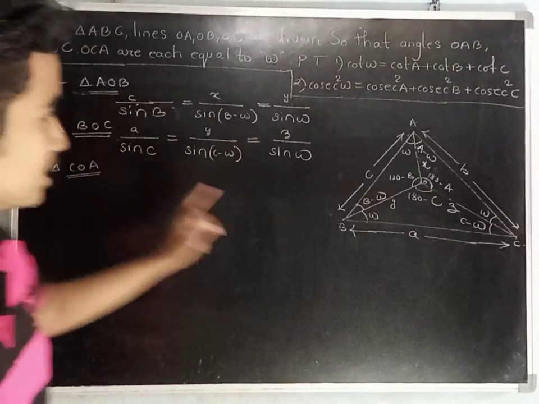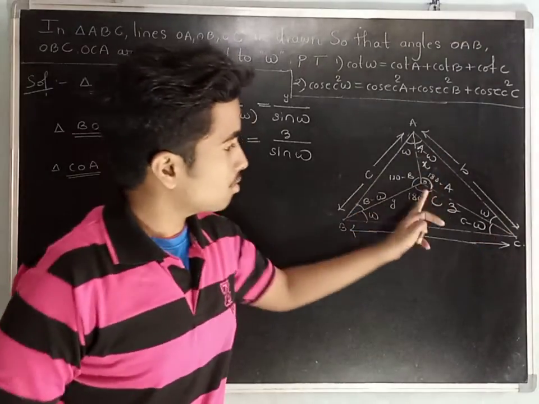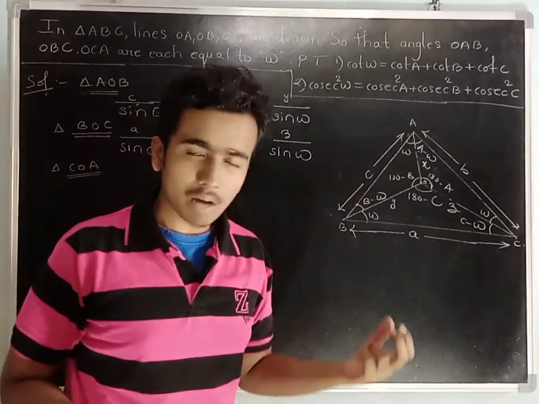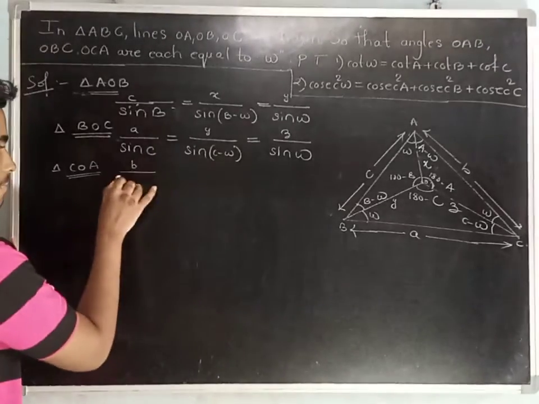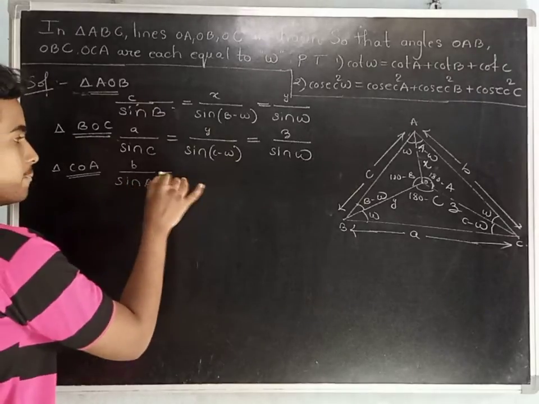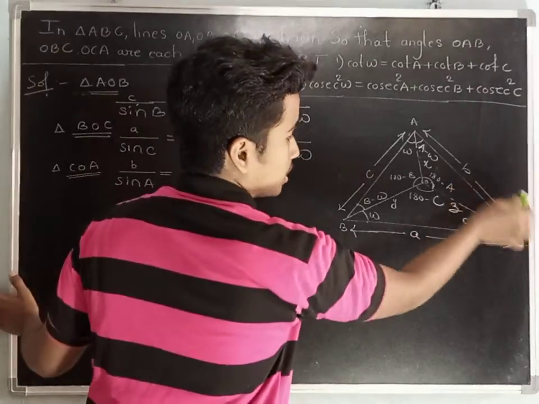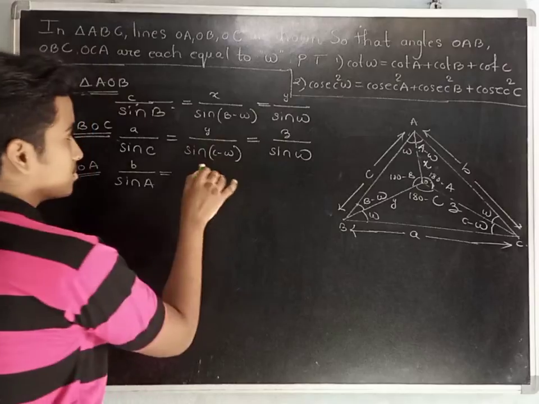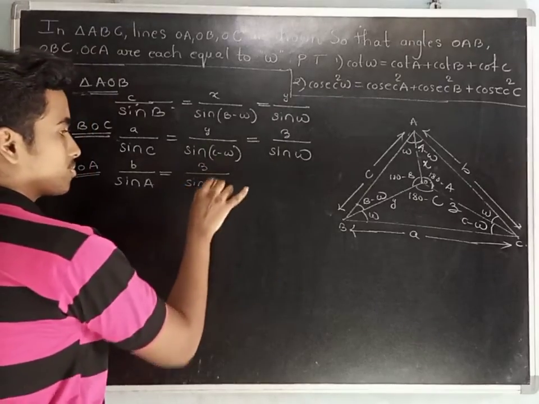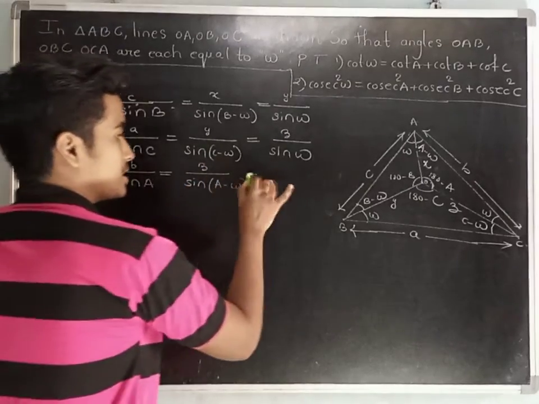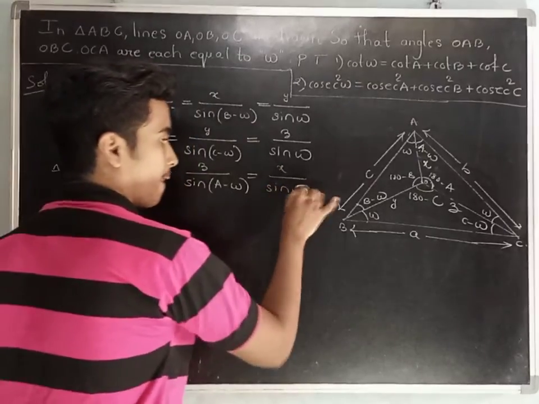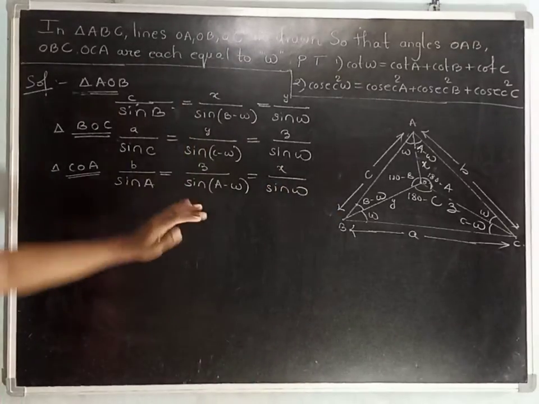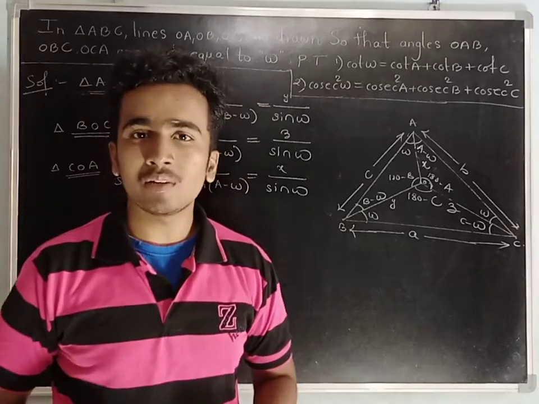In triangle COA, I am going to use the sine rule again. B by sine (180 minus A), which is nothing but B by sine A, is equal to Z by sine (A minus omega), which is nothing but X by sine omega. Up to this part is purely by sine rule. Okay.